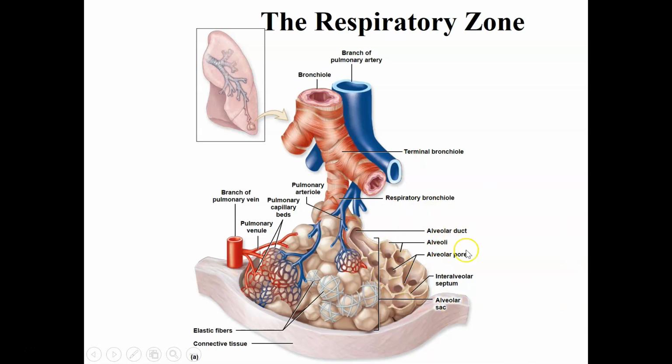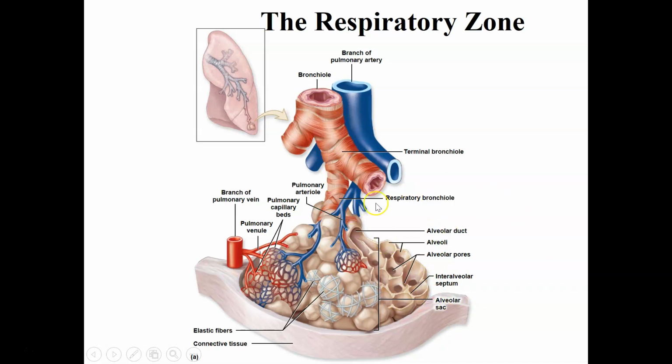Now, the structure illustrated here is called an alveolar sac. An alveolar sac is not the same thing as an alveolus. An alveolar sac is basically a cluster of alveoli. So these are all these globe-shaped structures here. These spheres are the alveoli. They're clustered together into an alveolar sac.